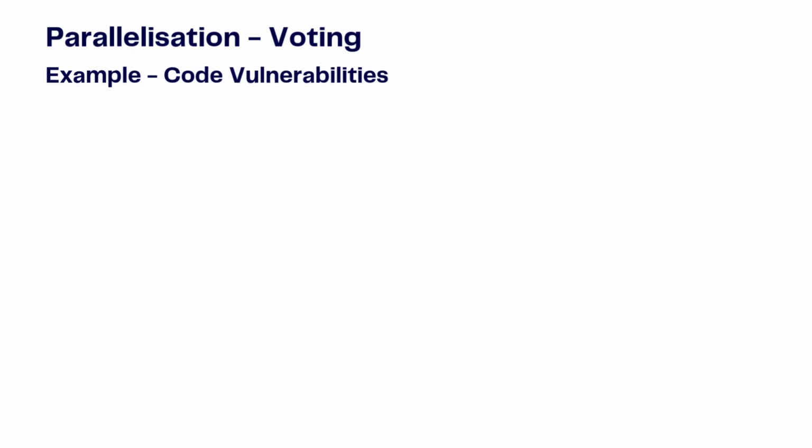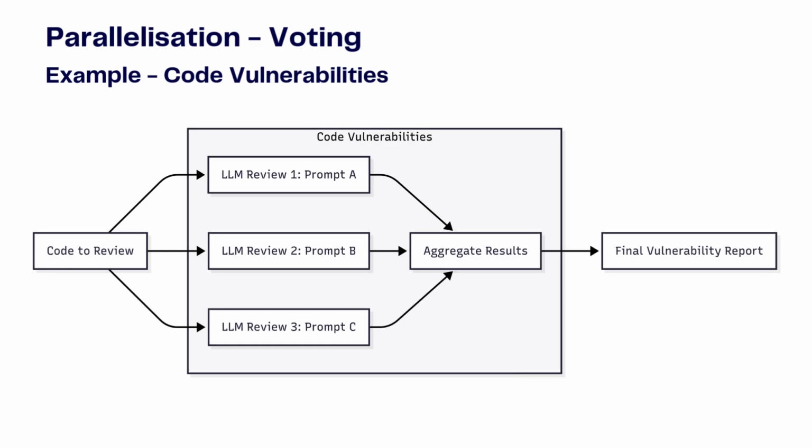Let's look at an example of reviewing code for vulnerabilities. Imagine you have a piece of code and you want to make sure it doesn't have any security issues. Instead of sending it to a single LLM and hoping for the best, you can run it through multiple LLM calls, each with a slightly different prompt or perspective. Each LLM then reviews the code and flags any potential vulnerabilities it finds.